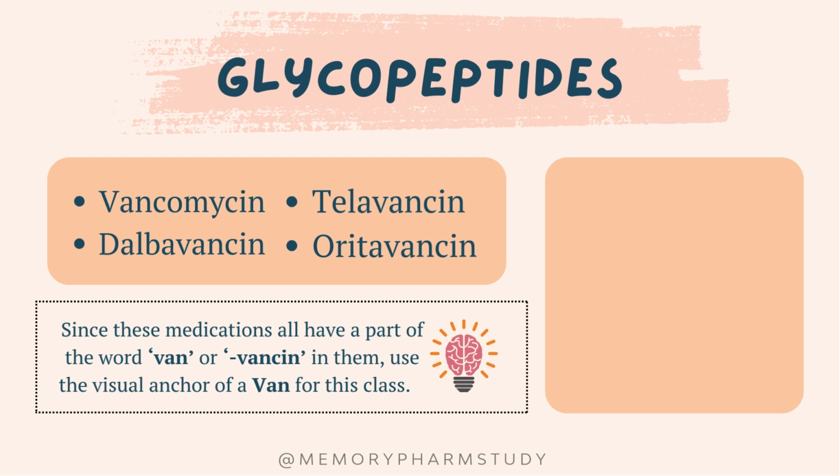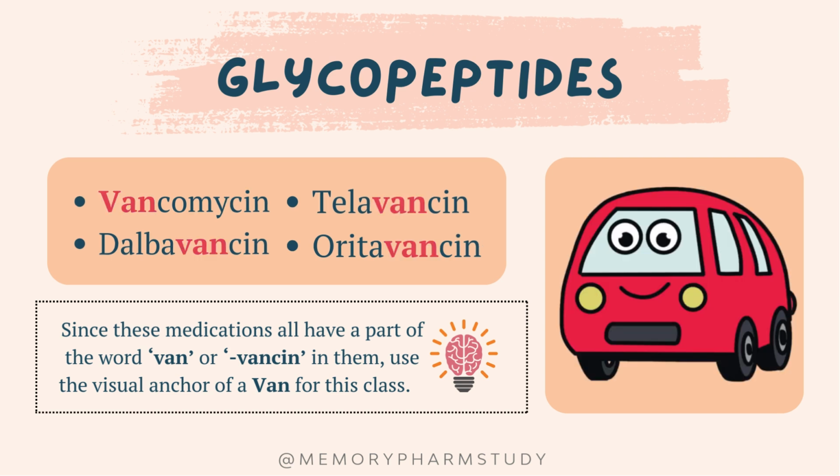Glycopeptides include antibiotics such as vancomycin, dalbavancin, telavancin, or ritonavir. Since these medications all have a part of the word van or vancin in them, use the visual anchor of a van for this class.